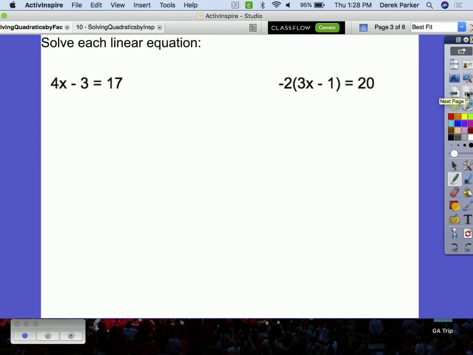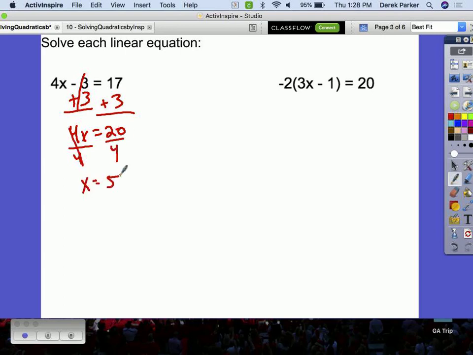Okay, so I want to review how to solve a linear equation. I'm not going to go over factoring like in the previous slide, but I am going to go over solving a linear equation. And this one right here, I add 3 to both sides. 4x equals 20. Divide by 4, x equals 5.